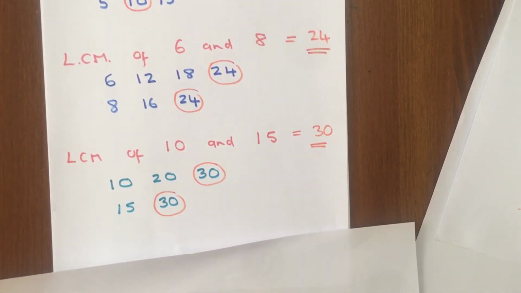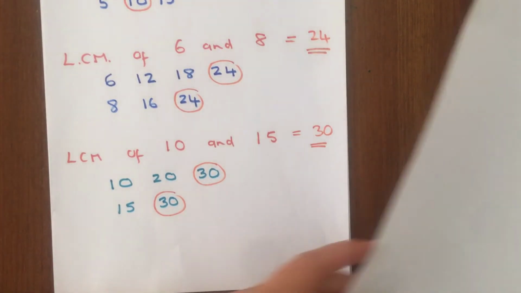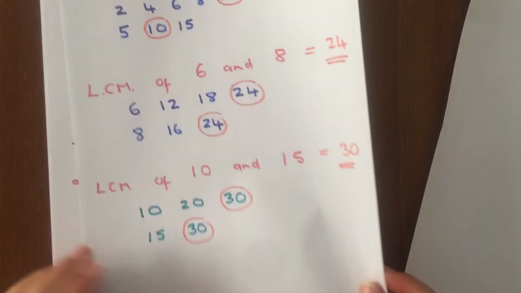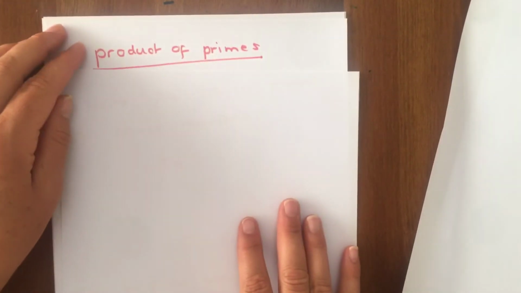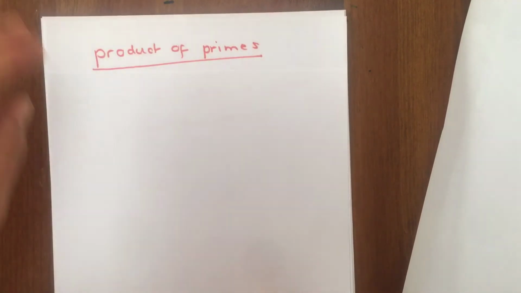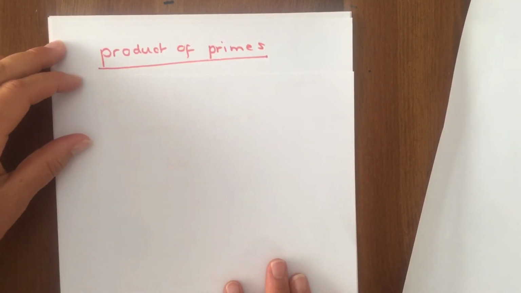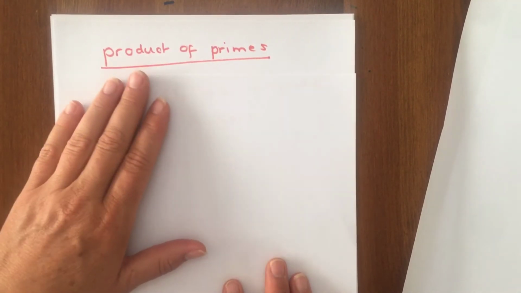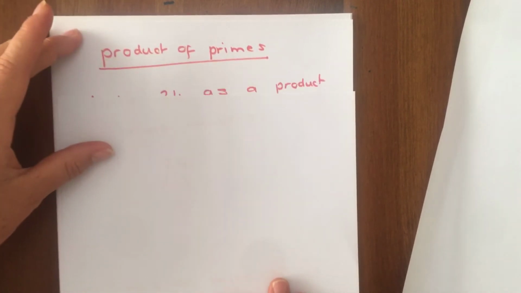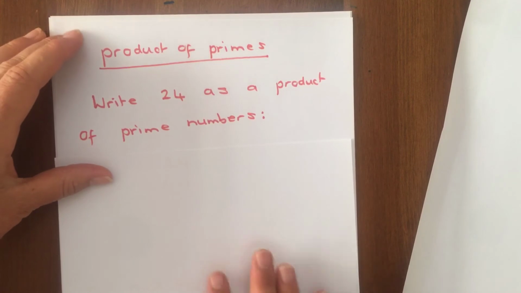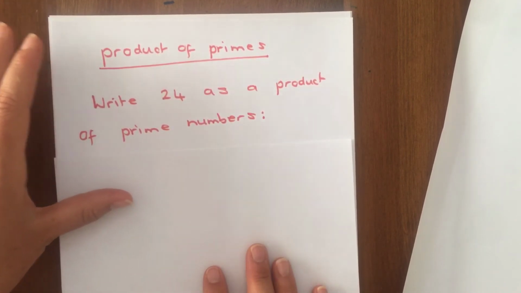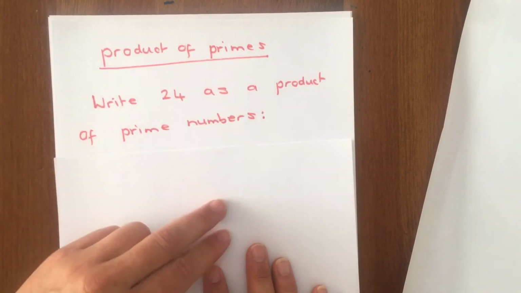Okay, well done. Right, was there anything else on chapter 5? Yes, there was. There was this thing called product of prime numbers. There's lots of words to know here. So write this next word in your book, this next keyword, product of primes. And we're going to look at this example here. Write 24 as a product of prime numbers.